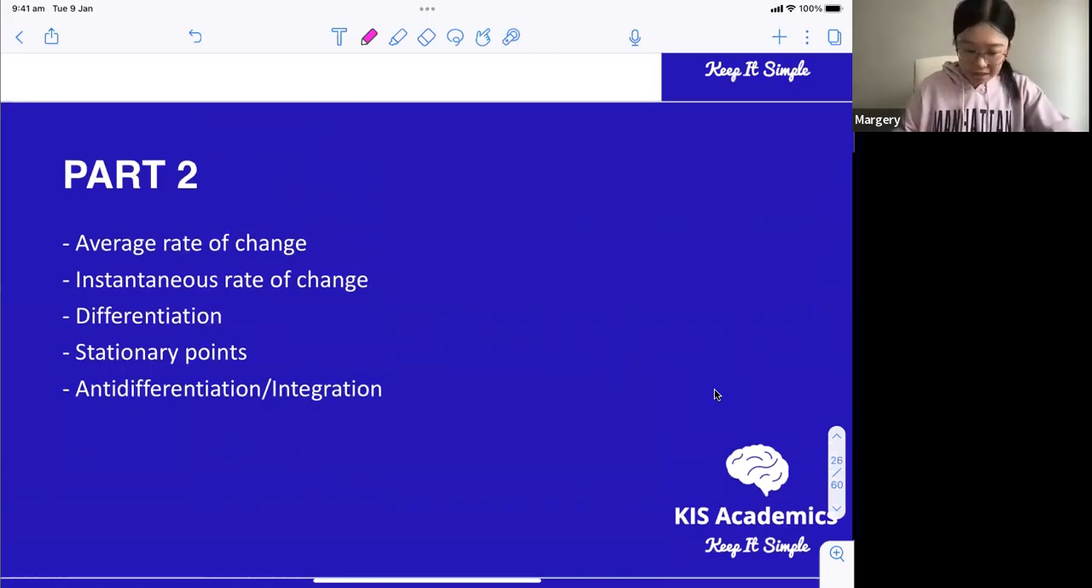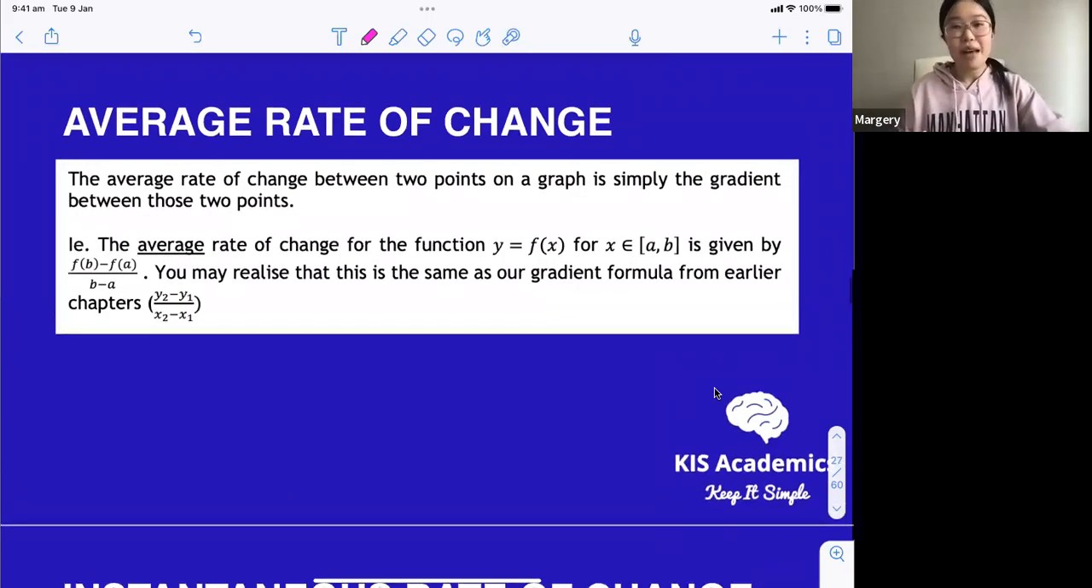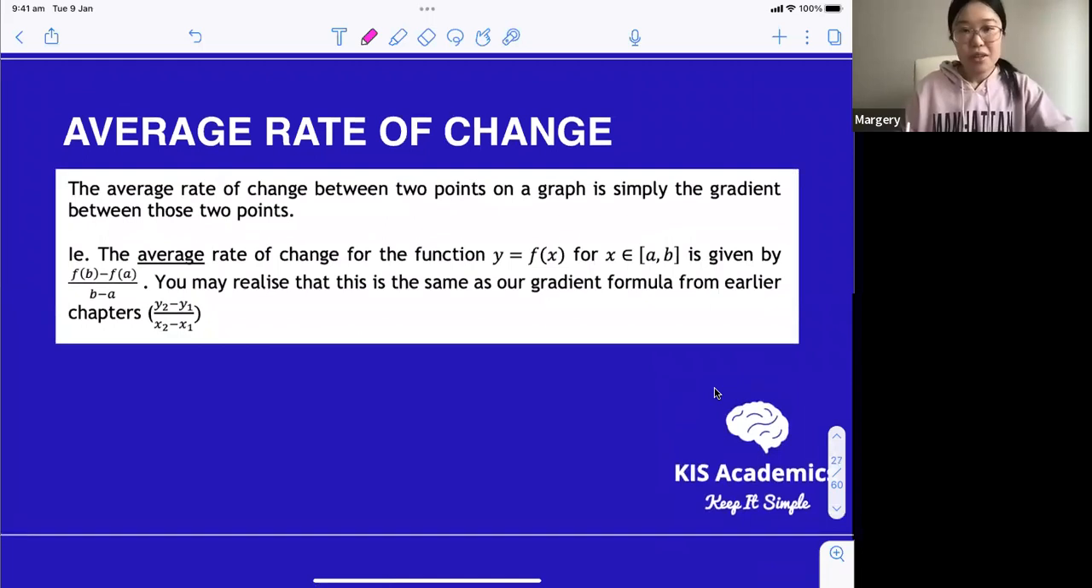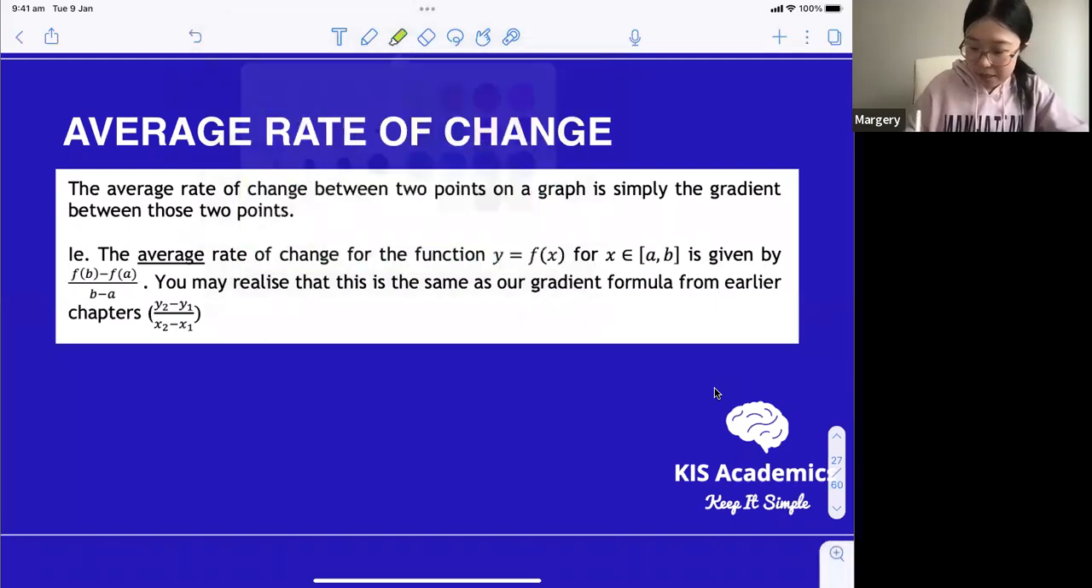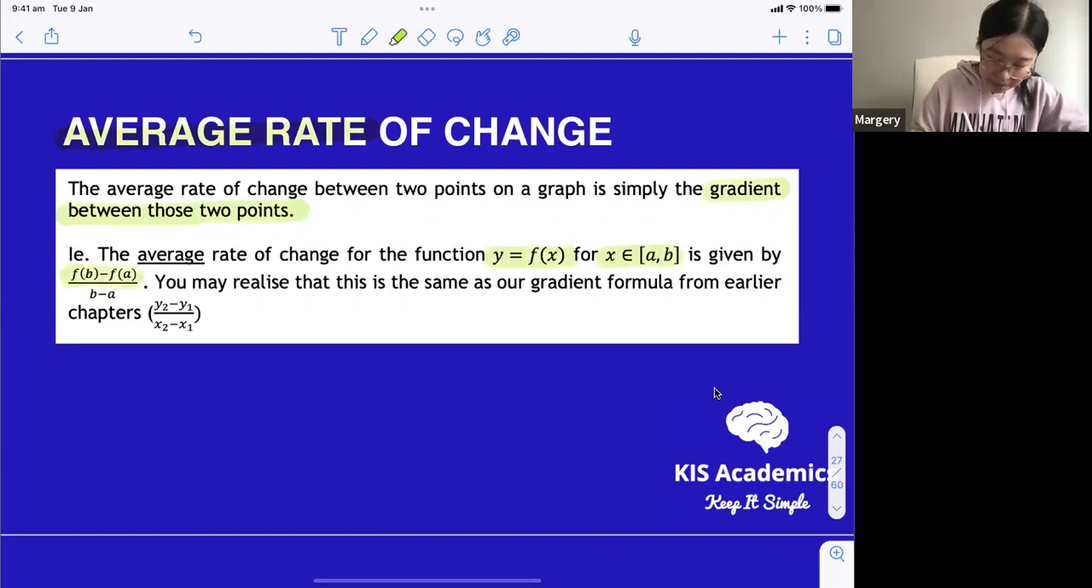So for calculus, we will start off with a bit of average rate of change. The average rate of change between 2 points on a graph is simply the gradient between those 2 points. So when we're talking about average rate, we're talking about gradient between 2 points. And what this next paragraph is saying is that the average rate of change for a function f(x) between a and b for our x values is given by (f(b) - f(a)) / (b - a).